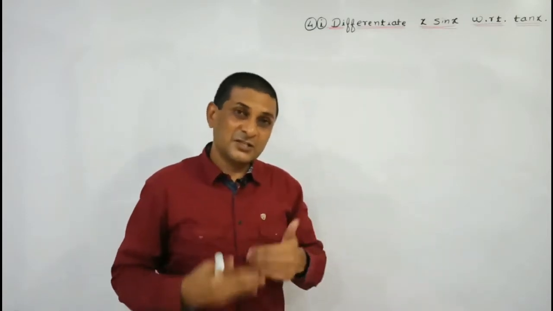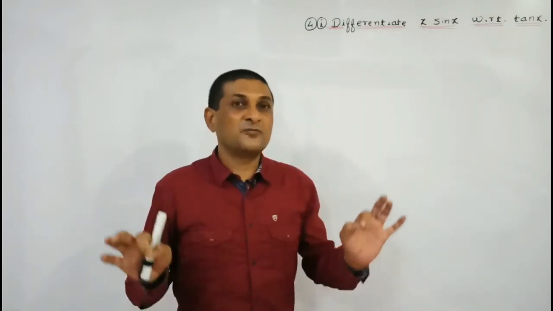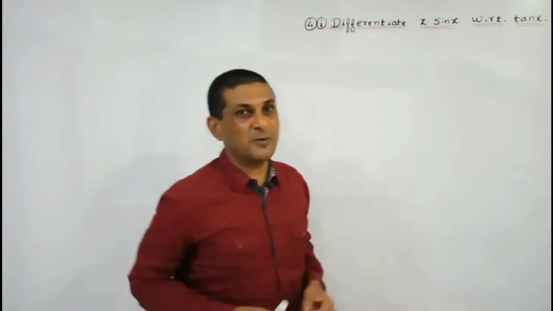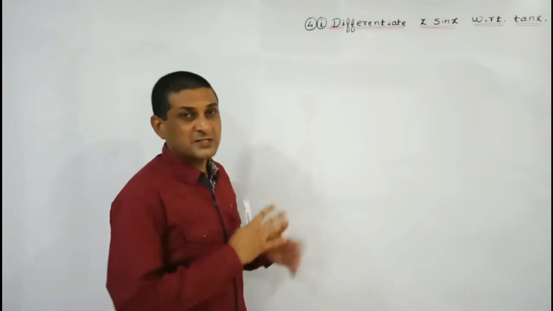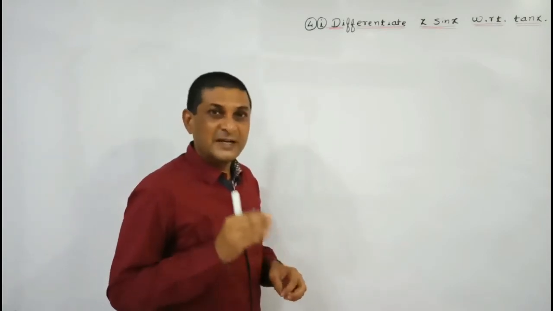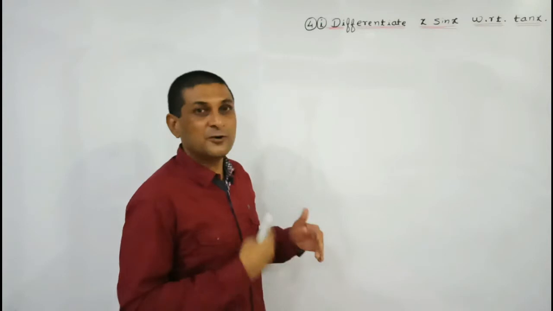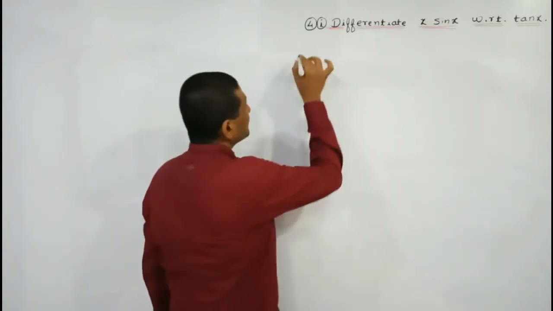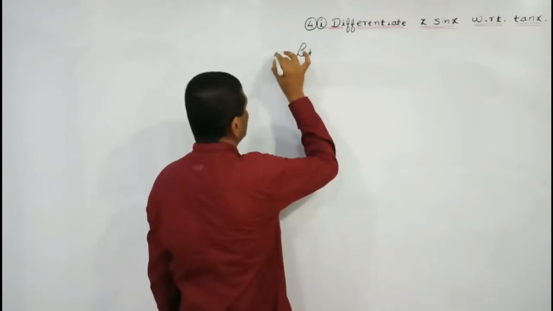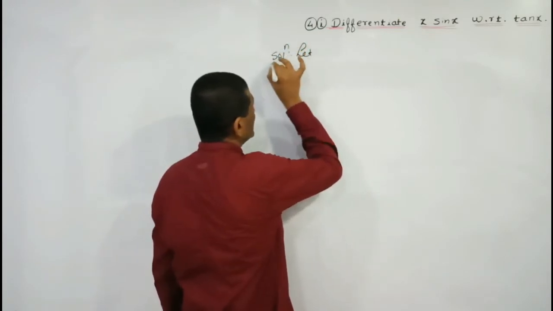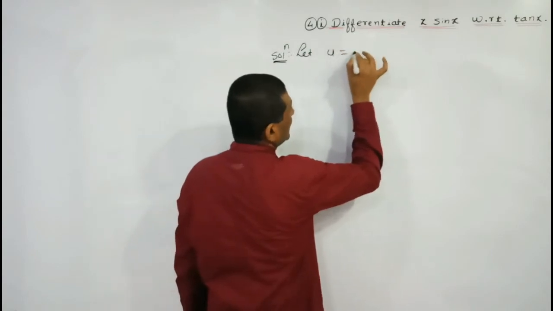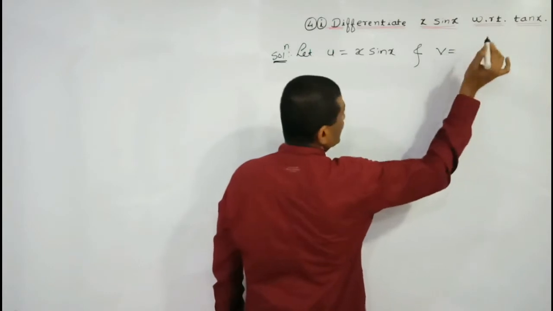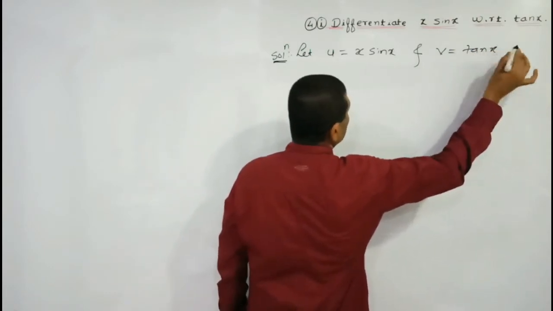In such cases, we make use of the formula of a parametric function to find our required differentiation. So try to understand how to apply the formula of derivative of a parametric function whenever we are differentiating one function with respect to another function. Here we denote the first function. In the solution, let us denote the first function by u. Let u is equal to x sine x, and let us denote the second function by v. v is equal to tan x.